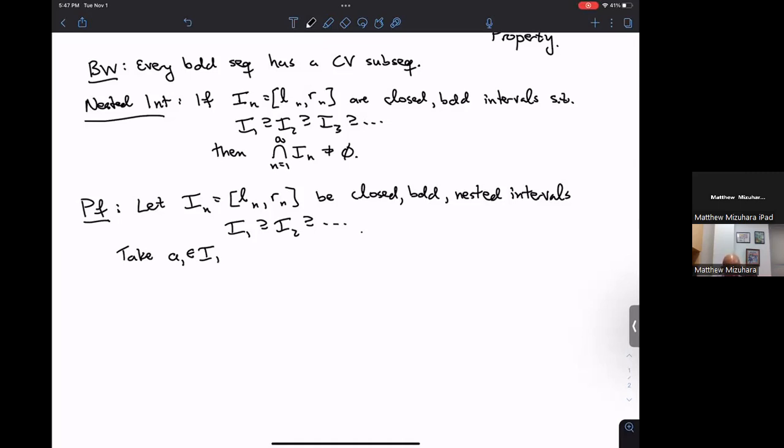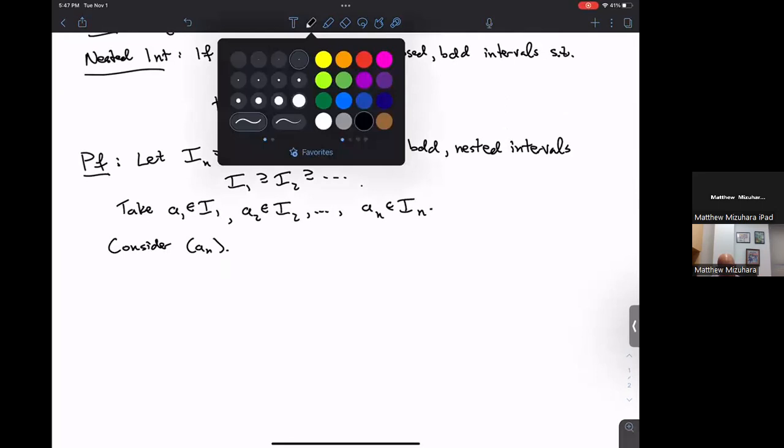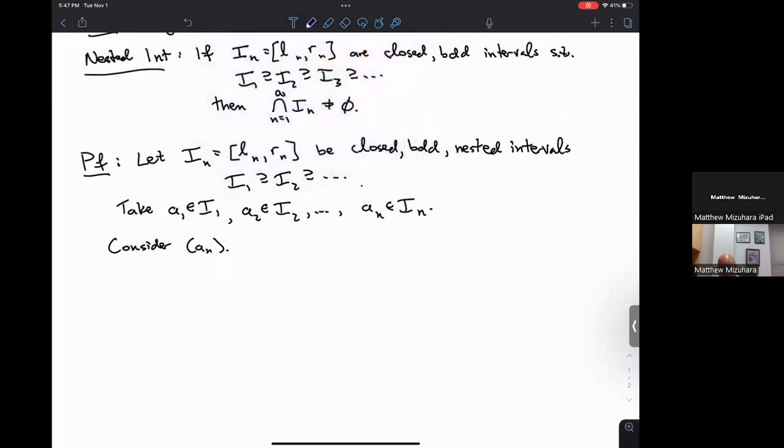A1 is some number in I1. Maybe A2 is some number from I2, and so on. So in general, just in the n-th interval, take some random number, call it A sub n. And let's consider the properties of the sequence we've developed. So consider the sequence A sub n. So at this point, it's not a bad idea. Let's draw a picture of what we've discussed so far.